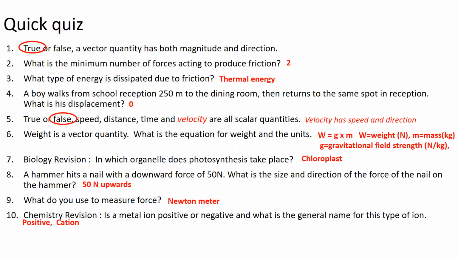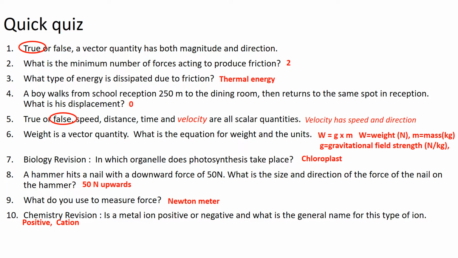If we're ever unsure about the name of a piece of measuring equipment, we're going to take an educated guess and use the word meter and add an associated word at the front. We don't leave anything blank, guys, because you can do it. Chemistry revision: is a metal ion positive or negative? It's positive, a cation. I always remember that cations are positive, like pussycat.